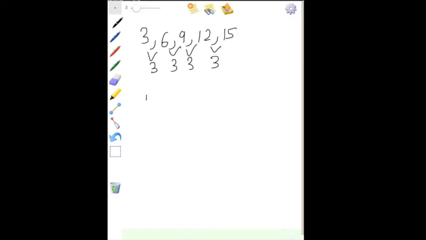So we use the formula u_n = u_1 + (n - 1)d, where u_n is the nth term in the sequence. So 3 is the first term, so n is equal to 1, and 15 is the fifth term, so n is equal to 5. u_1, as mentioned, is the first term, which is 3, and d is the difference between each term, so in this case it would be 3.